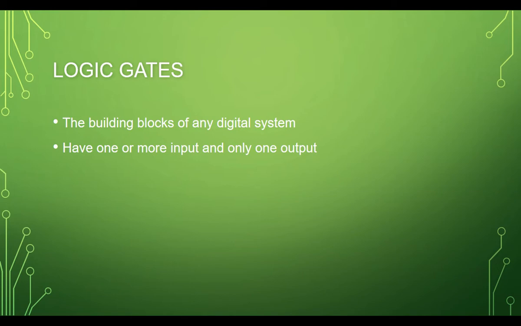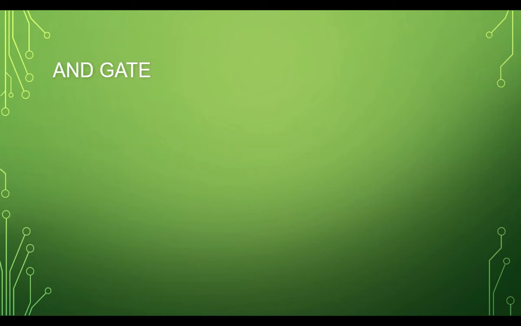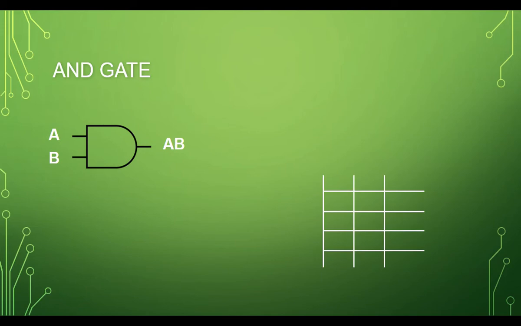So let's have a look at the first gate, which is called the AND gate. The AND gate has this form. It has two inputs, A and B, and one output. So let's assume that the input for A is 0 and for B is also 0. ANDing the inputs A and B will result in 0.